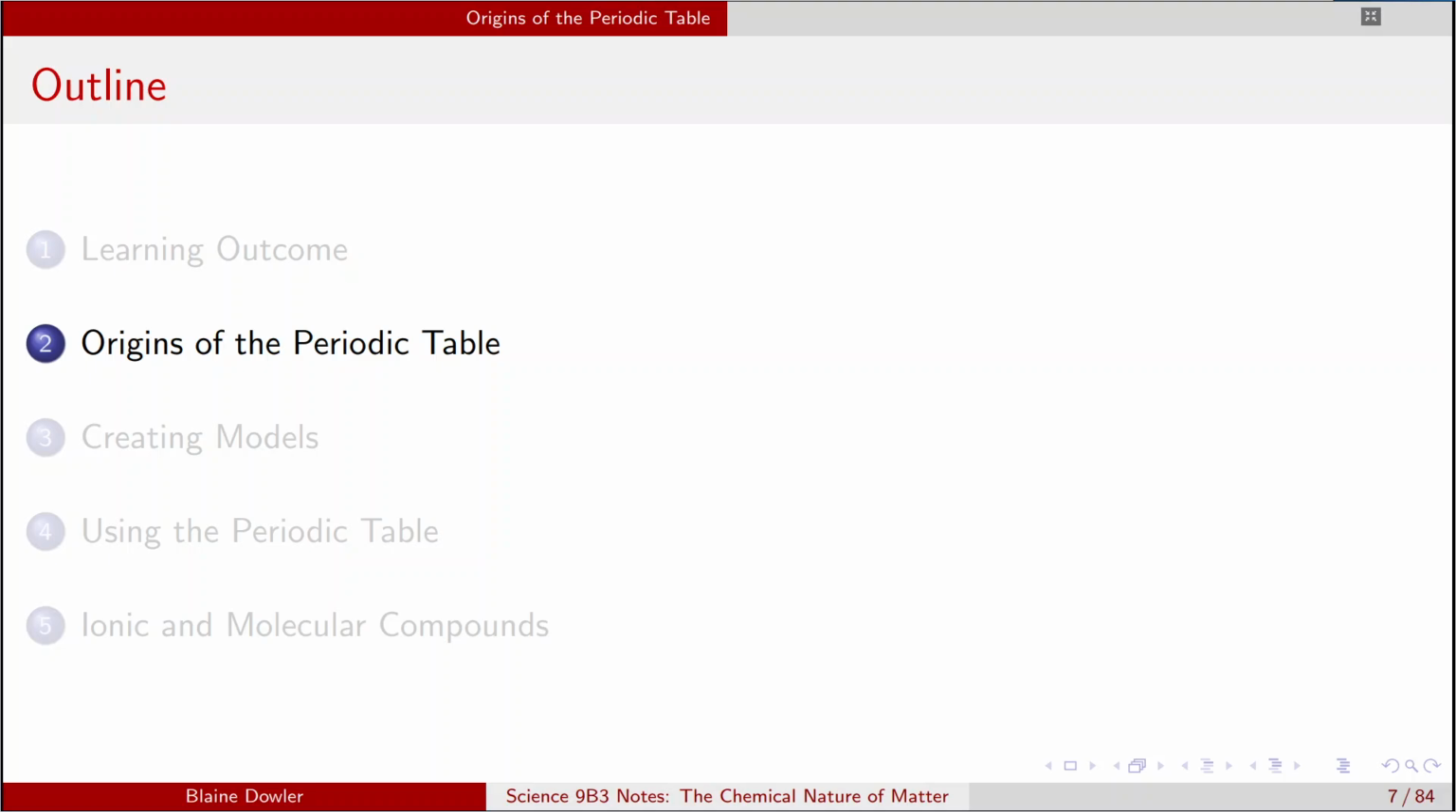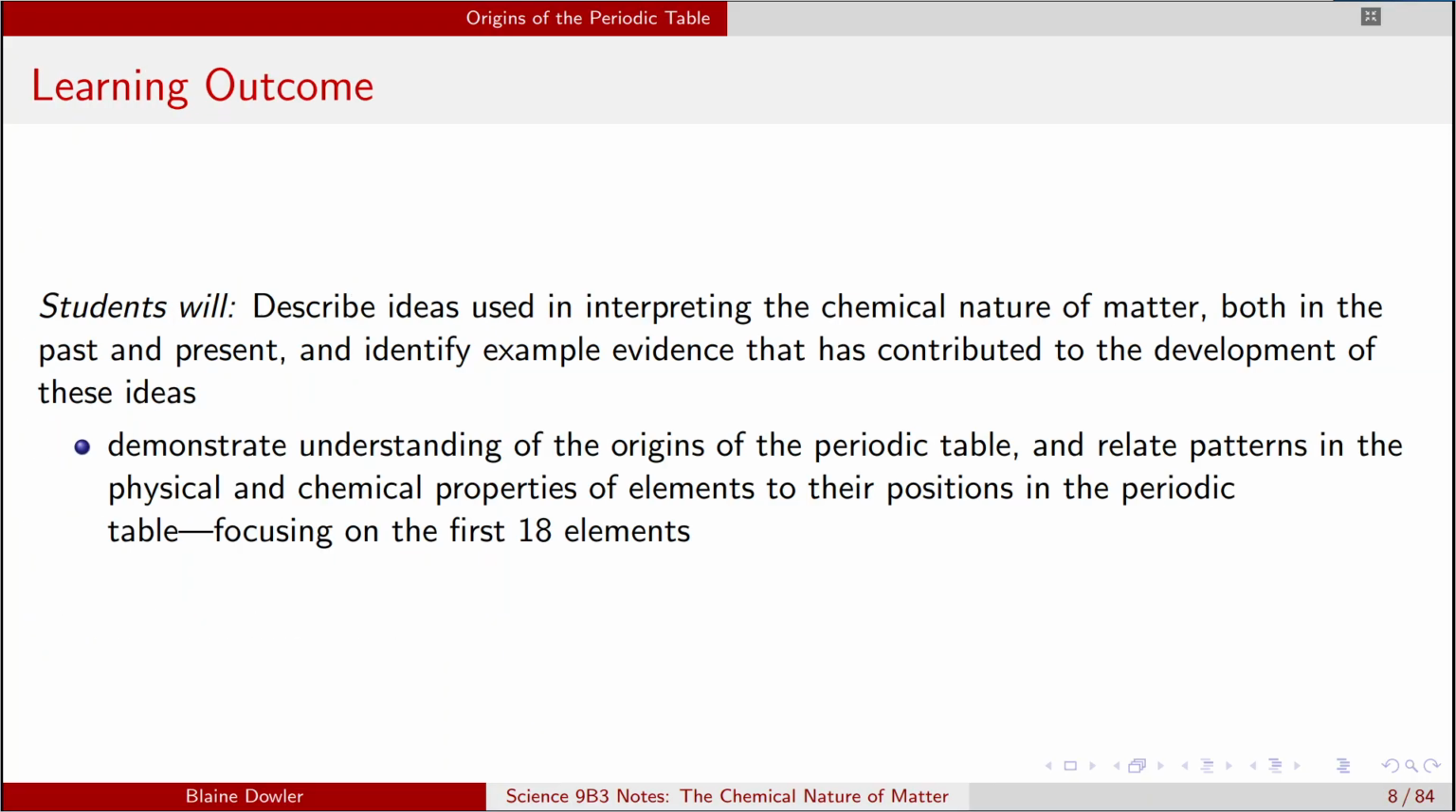Now we start to look in earnest at Alberta Science 9, Topic B3, the origins of the periodic table as part of the chemical nature of matter. The specific learning outcome we are focused on is that students will demonstrate understanding of the origins of the periodic table and relate patterns in the physical and chemical properties of elements to their positions in the periodic table, focusing on the first 11 elements.